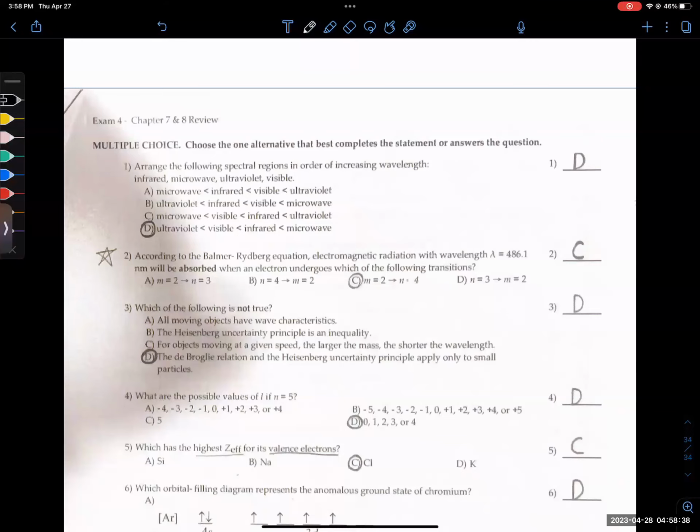Okay, moving on. According to the equation, electromagnetic radiation with a wavelength of that will be absorbed. So absorbed is lower to higher numbers, so you cross out options B and D. So then we're left with A and C.